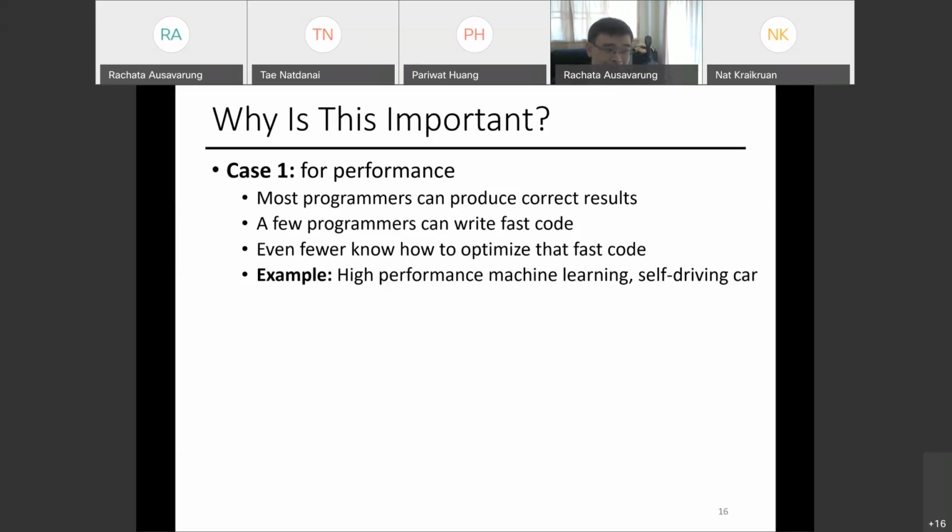So the second bullet point, basically, you want to be able to write faster code, right? But to get there, you need to know how to optimize the code so that they're fast, right? The example here is things like high performance machine learning or self-driving car. You need to make sure they're efficient, they're fast. Knowing architecture, knowing how computer works will help you write better programs.